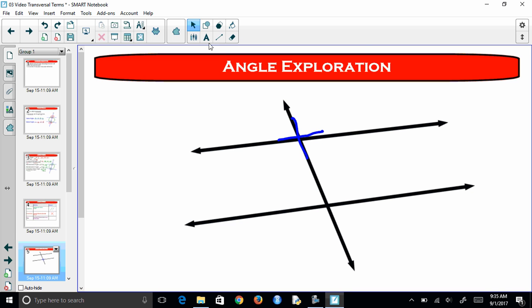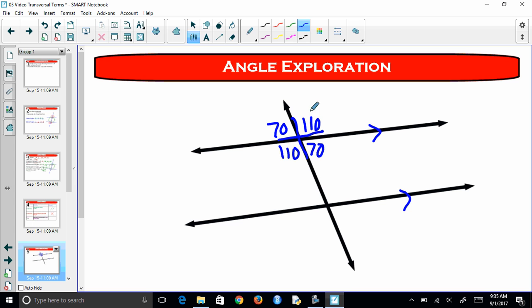So that helps us because if I know this angle is 70 and this angle is 70, subtract from 180 and we get 110 and 110. Now if these lines are parallel, I can transfer all of these down here. So I have 70, 110, 110, and 70. So from knowing this one angle, I can find all 8 of these angles.